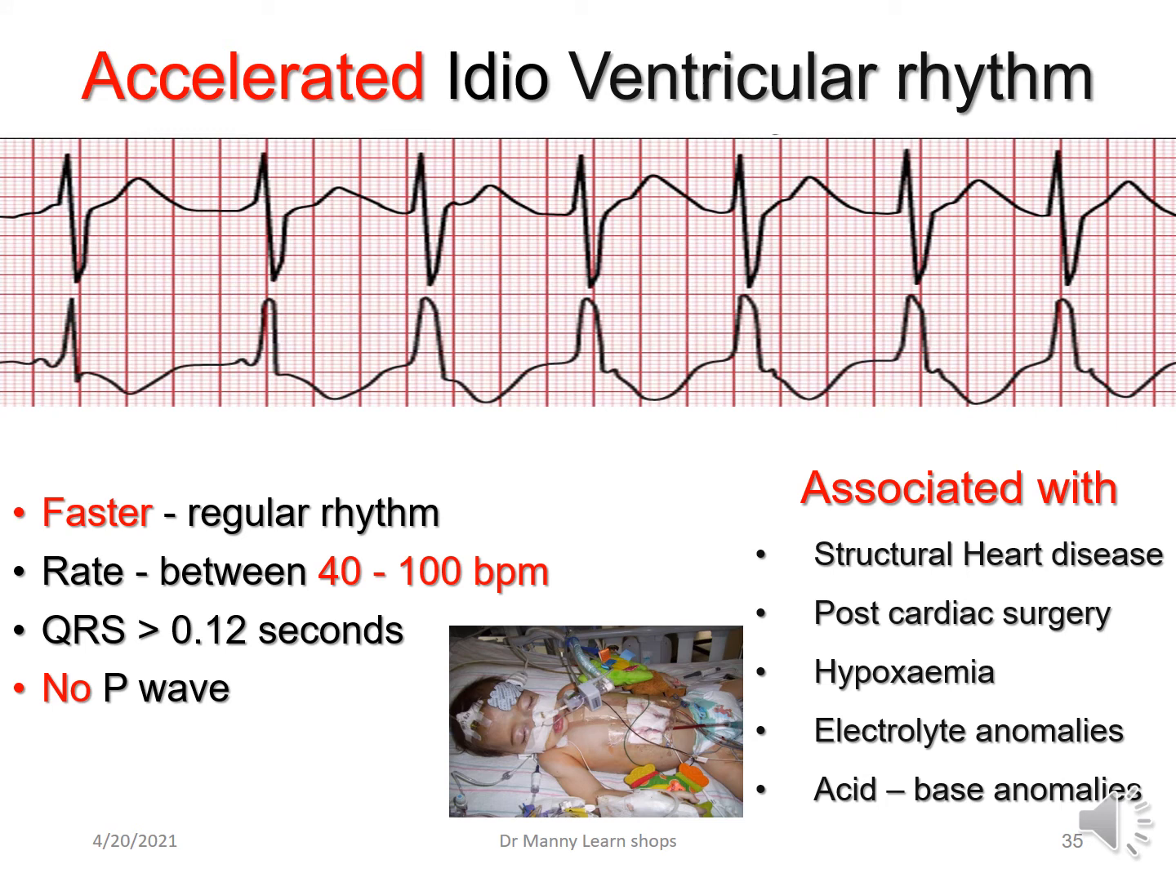Accelerated idioventricular rhythm just basically means it's faster. It's basically the same. It's faster, regular, rate between 40 and 100 beats per minute. No P wave, QRS is wide. Related to a similar situation: structural heart disease, post-cardiac surgery, severe problems such as hypoxemia, electrolyte anomalies, acid-base derangements.